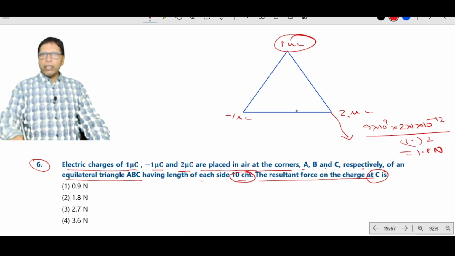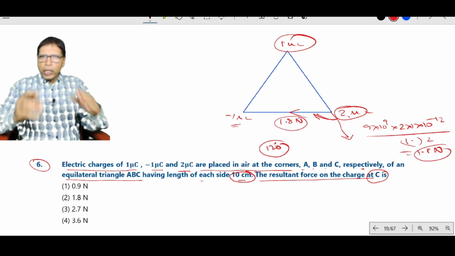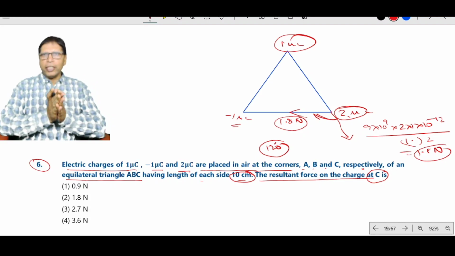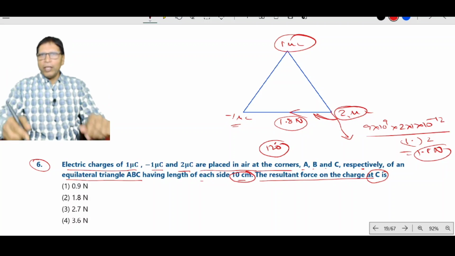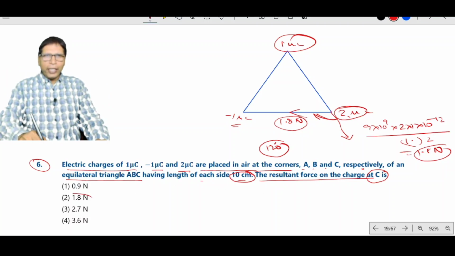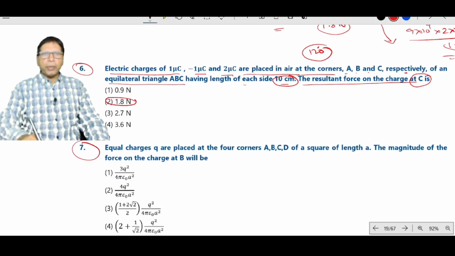In the same way, the attractive force on this charge due to minus 1 microcoulomb is also 1.8 Newton. Now, the angle between the two forces is 120 degree. So, the resultant force is the same as any one of them. Because we know if the angle between two equal forces is 120 degree, the resultant is equal to any one of them. So, the resultant is 1.8 Newton. Okay. Now, question number 7.